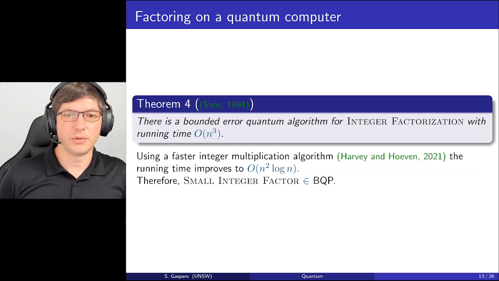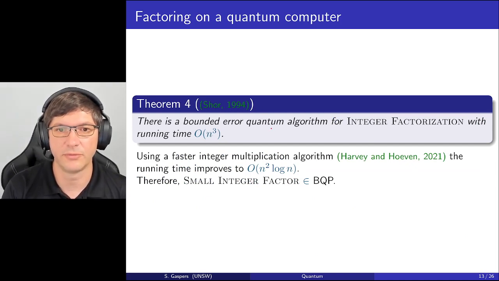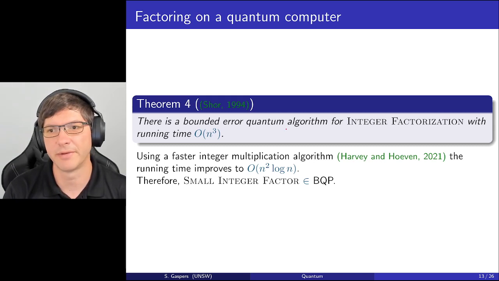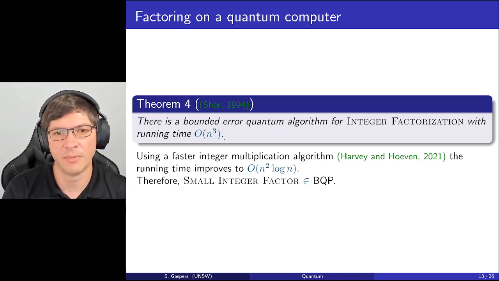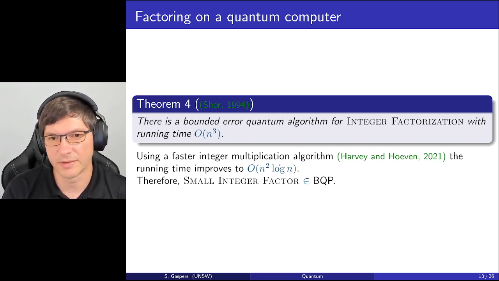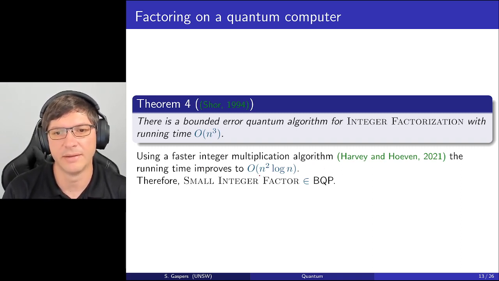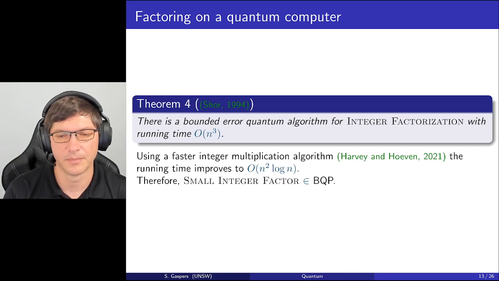Now, what if we have a quantum computer? Well, Peter Shor showed in '94 that there is a bounded error quantum algorithm for integer factorization with running time order n cubed. And using a recent faster integer multiplication algorithm, the running time can even be improved to n squared times log n. And that's why small integer factor belongs to the class BQP.